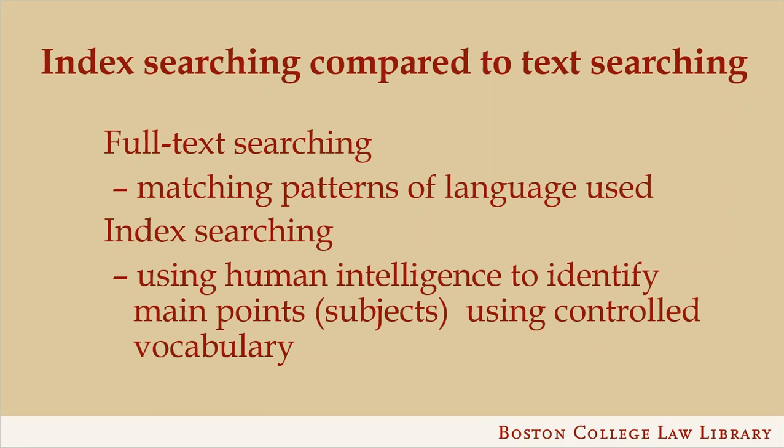With full-text searching, you are trying to predict patterns of language used in the documents themselves. With index searching, a human being has looked at the document and tried to describe the main points, subjects, according to a controlled vocabulary called subject headings, so that all documents on the same subject are listed under the same subject headings. So finding one relevant document will lead you to others on the same subject.